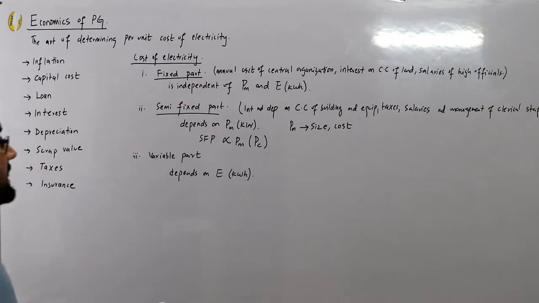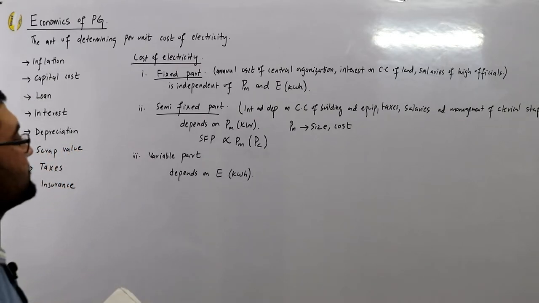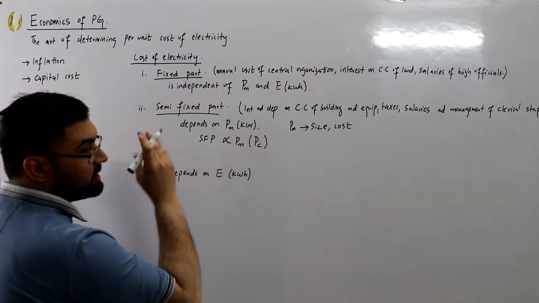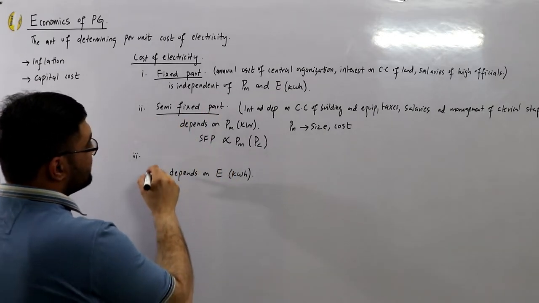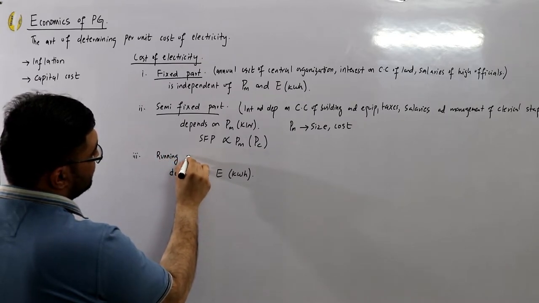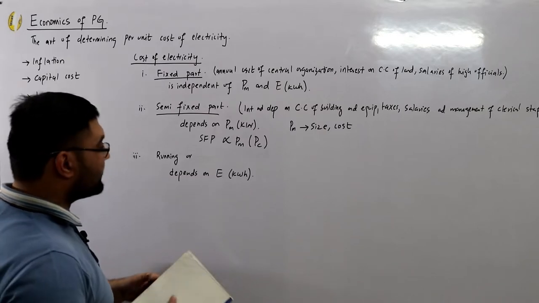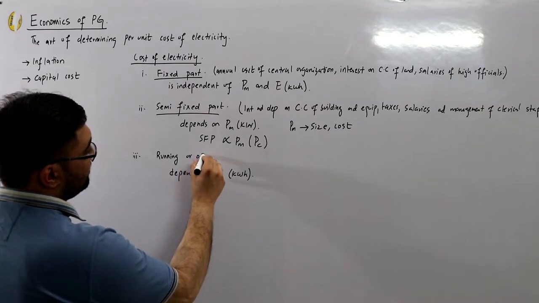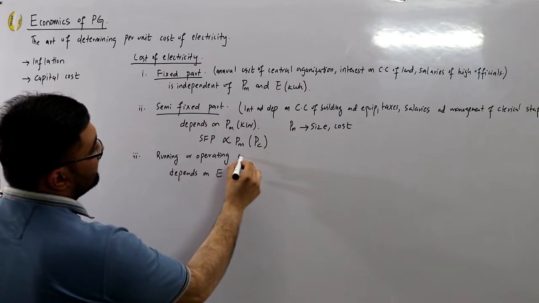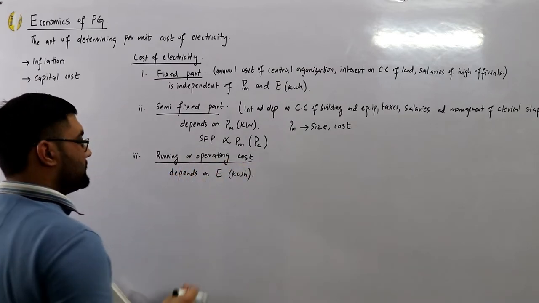The third is the variable cost, that is the running or operating cost. I will not write it as variable; we will write it as variable in the tariff. So I will write over here the running or operating cost. Now this depends on the number of electrical energy units produced in kilowatt hours.